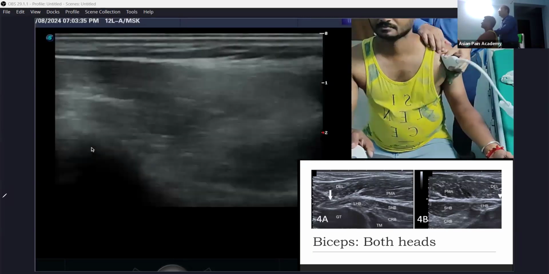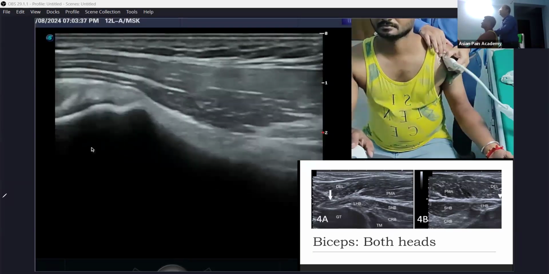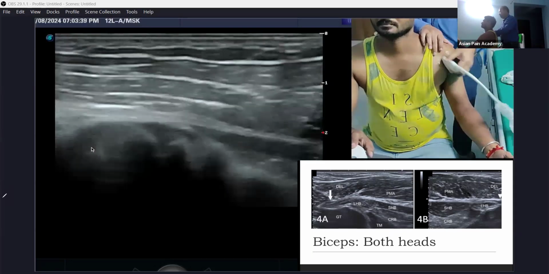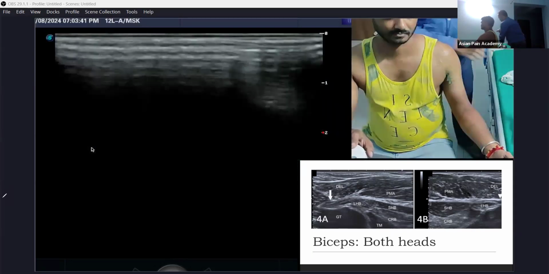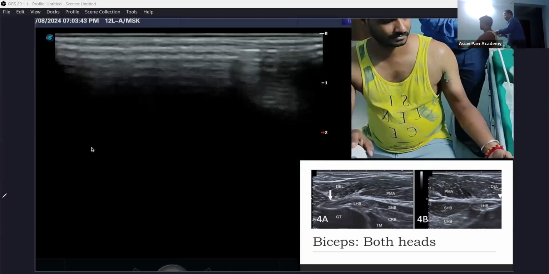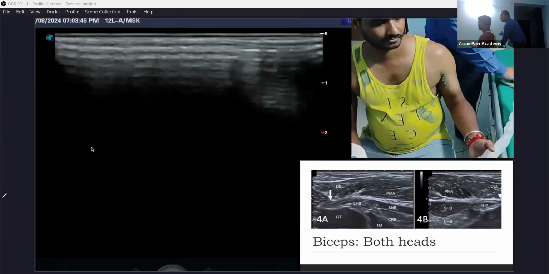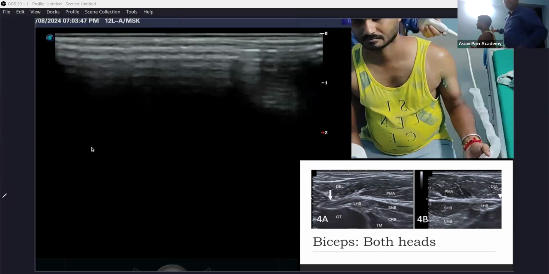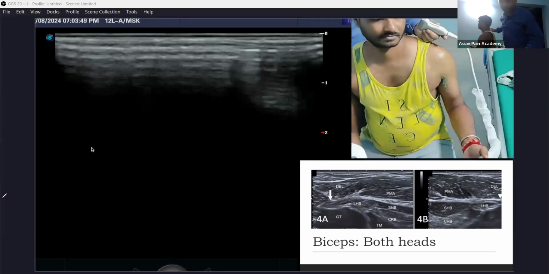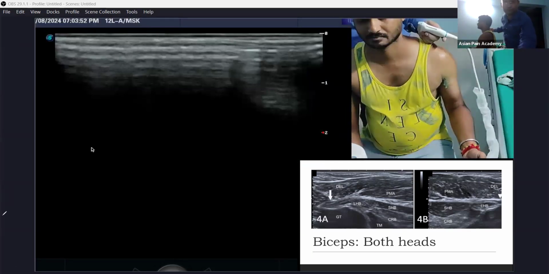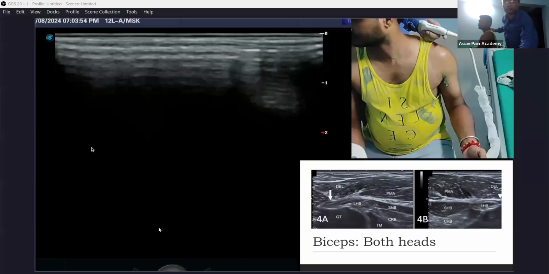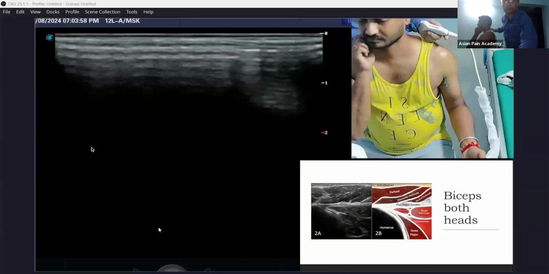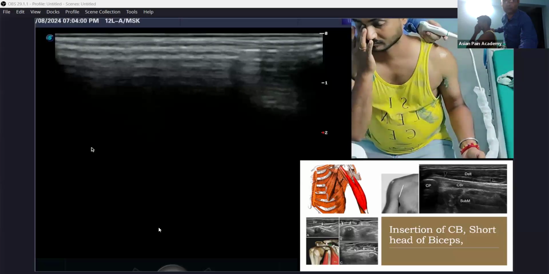Okay, we'll see it later also. Not now. We'll see later, because I have to change the depth, then I will see. But I just showed you the short head and long head in the short axis view. Okay, so here it is.